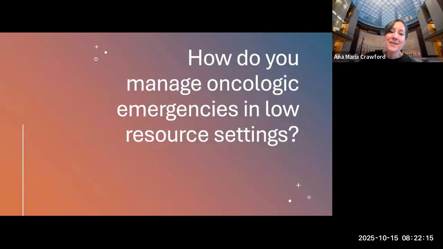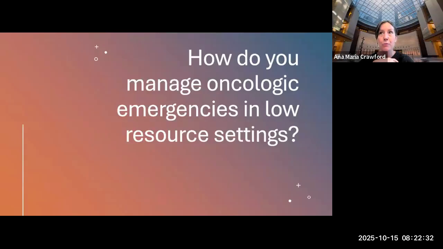So this is a great question. We talked a little bit about ways to manage tumor lysis syndrome if you don't have all the resources available, but in general, how do we manage oncologic emergencies when we don't have all the resources available to us?